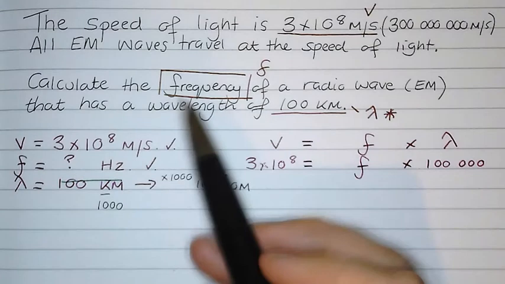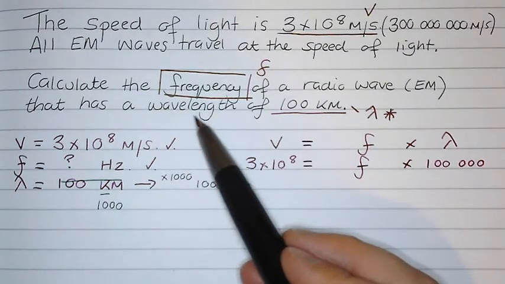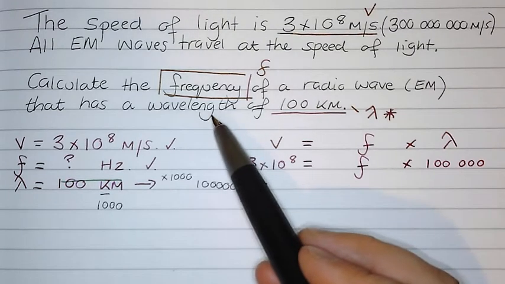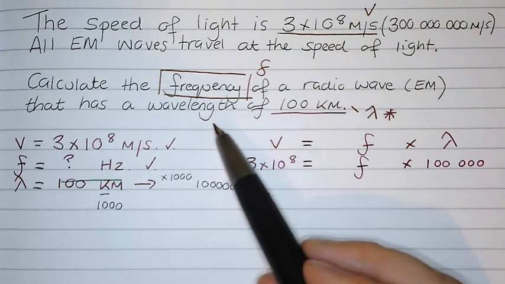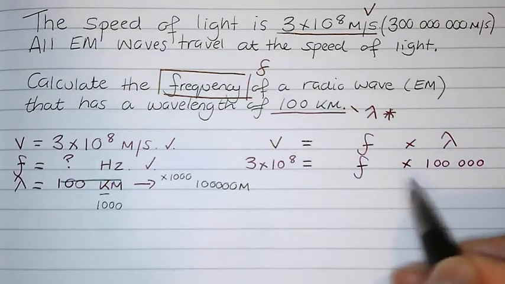What I should say is this wavelength, 100,000 meters, is actually the longest wave that you get right at the top of the electromagnetic spectrum. So this is as long as waves get. So V equals F times wavelength.